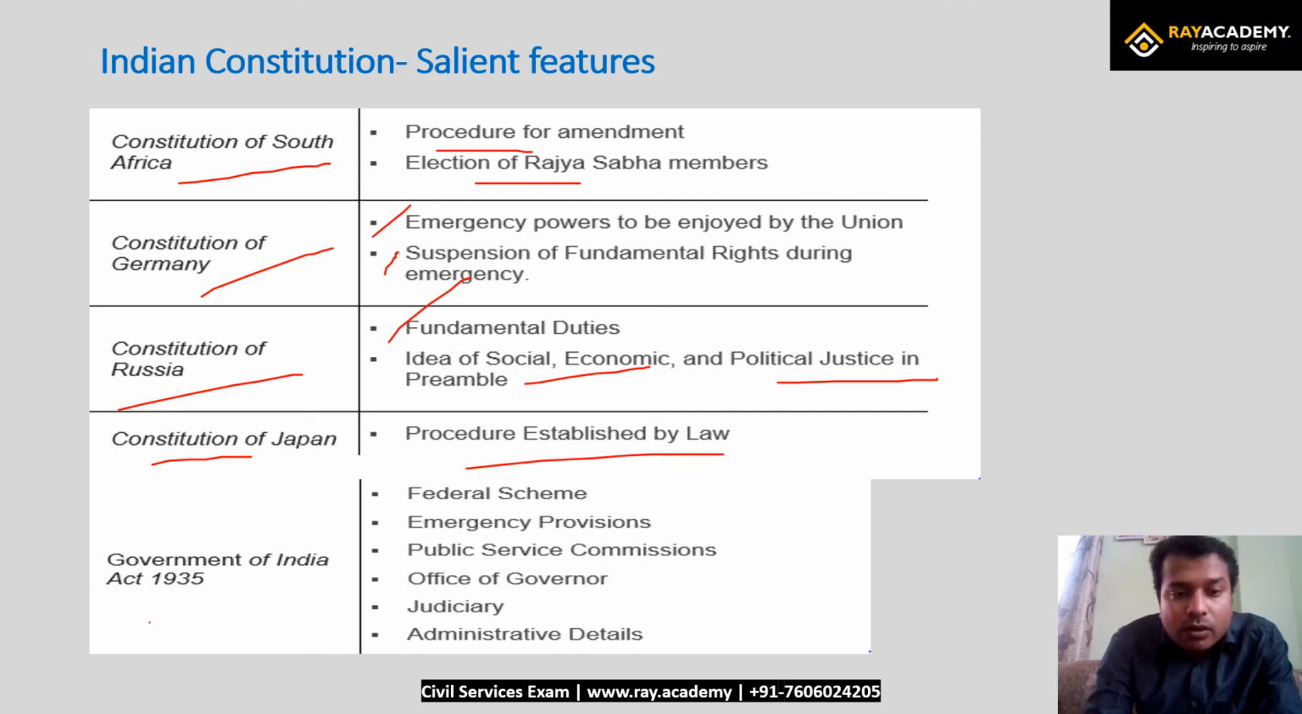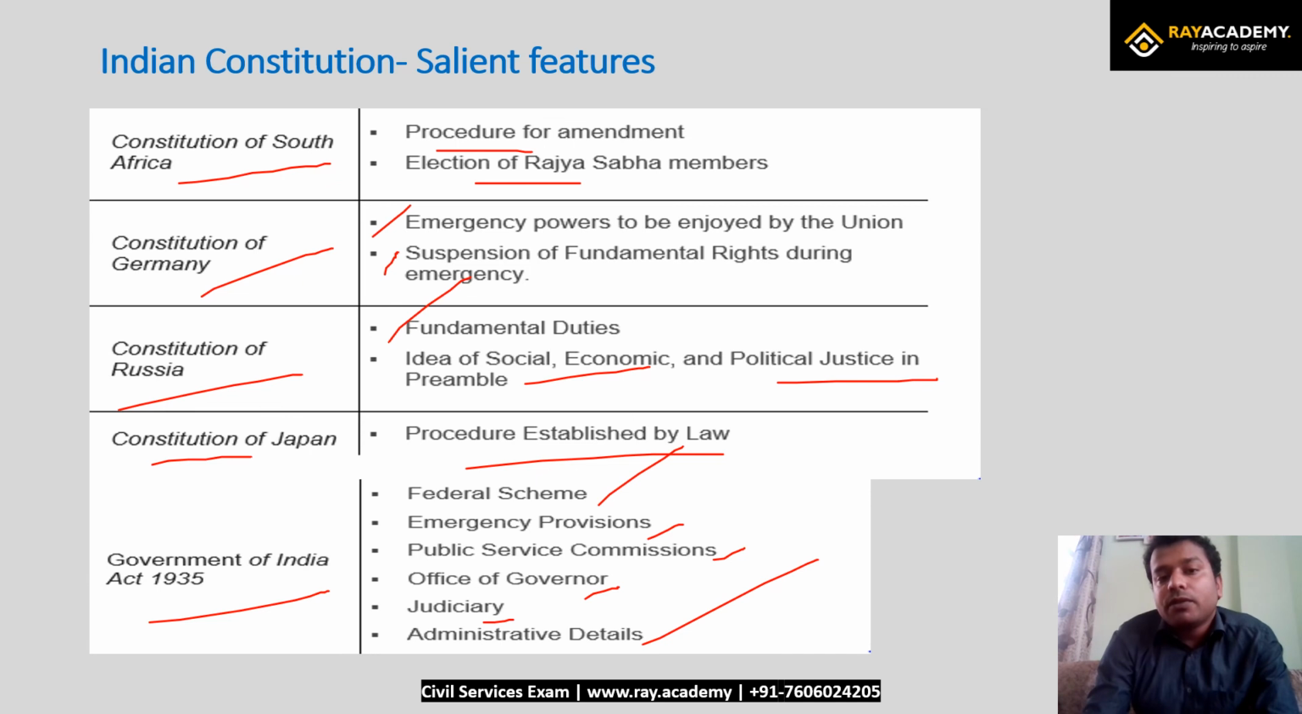And finally, from the Government of India Act of 1935 we have sourced the federal scheme, emergency provisions, the Public Service Commission, the Office of the Governor, the judiciary, and the administrative details. So I have given you a comprehensive list of all the sources drawn from various constitutions of the world. I again suggest you go back to the video and try to note down all the points which I have referred.